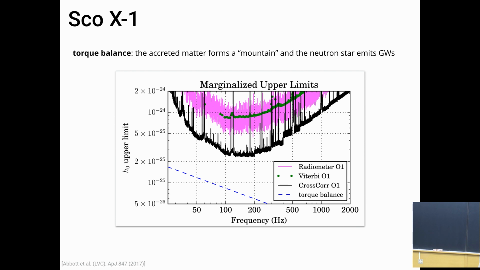So cross-core, the one down here, is the most sensitive. It's also the one that makes the most assumptions about what the signal looks like. The other two: radiometer looks more or less for power, so it doesn't really require any particular signal model. And Viterbi, in the middle here, is also in the middle of these two things. It looks for power excesses, but it looks for tracks that look kind of like the CW signals you would expect, but it doesn't say the signal has to be like this.